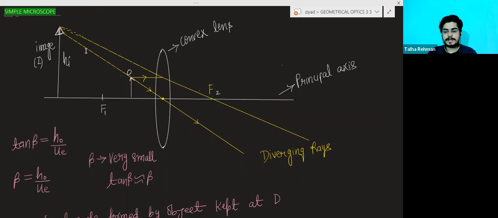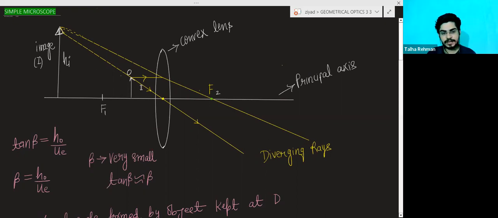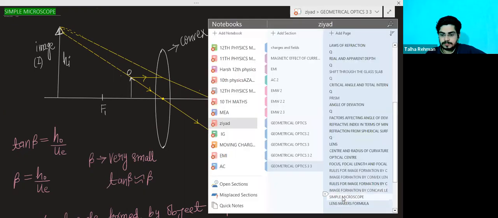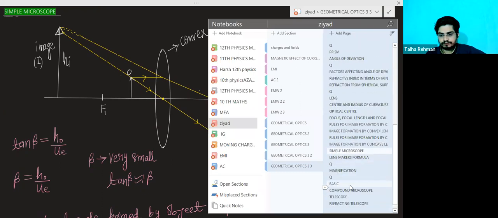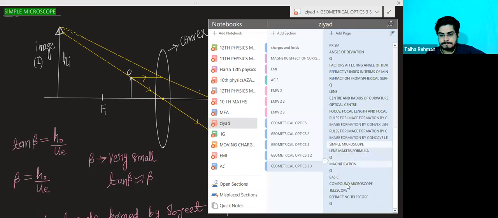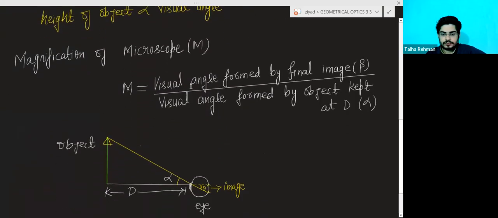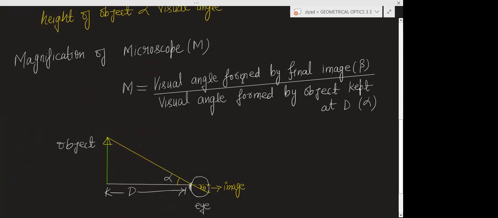Now we will calculate the magnification produced by this simple microscope. For that, what was the formula of the magnification? The formula for the magnification is the visual angle formed by the final image, beta, divided by the visual angle formed by the object, which is kept at a distance of D, alpha.